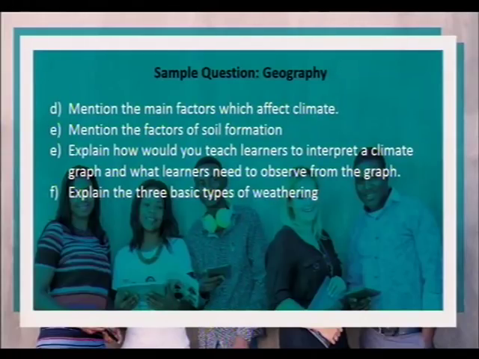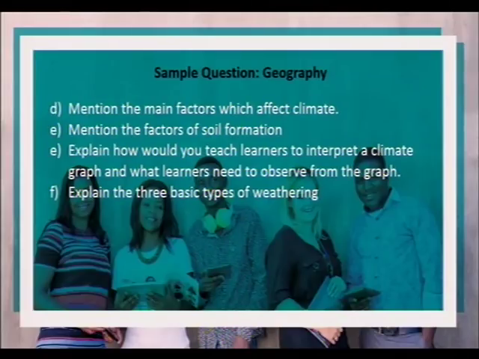You can be asked to differentiate, or what is the difference between an earthquake and a volcano? What is the difference between divergent boundaries and transform fault boundaries? And then list the main factors which affect climate. Soil formation is another important part of the section under geography, where you need to know the main factors of soil formation.